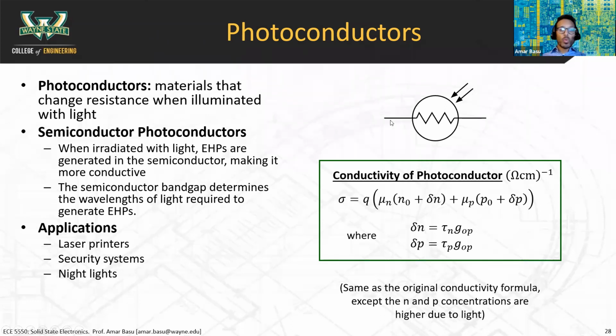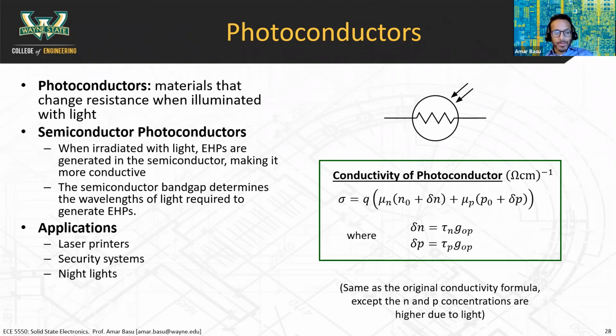Now we have enough information in this class. You know enough about semiconductors to know that semiconductors can be used to implement photoconductors. Why do we know that? Well, when semiconductors are irradiated with light, as long as that light energy is greater than the band gap, you create electron hole pairs. If you create electron hole pairs, then the material becomes more conductive because you have more carriers, more electrons and more holes.